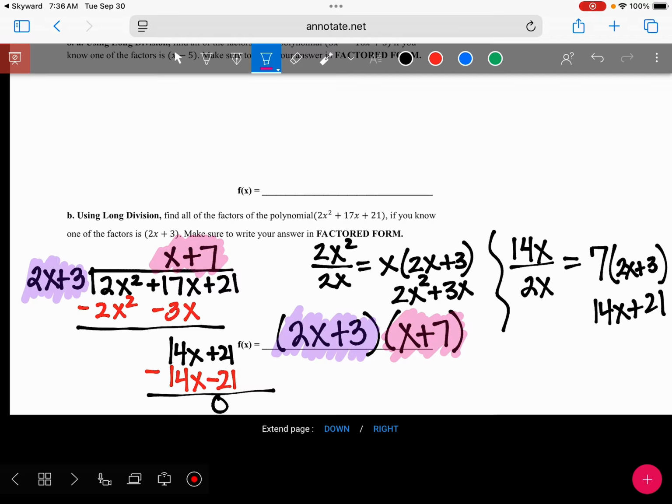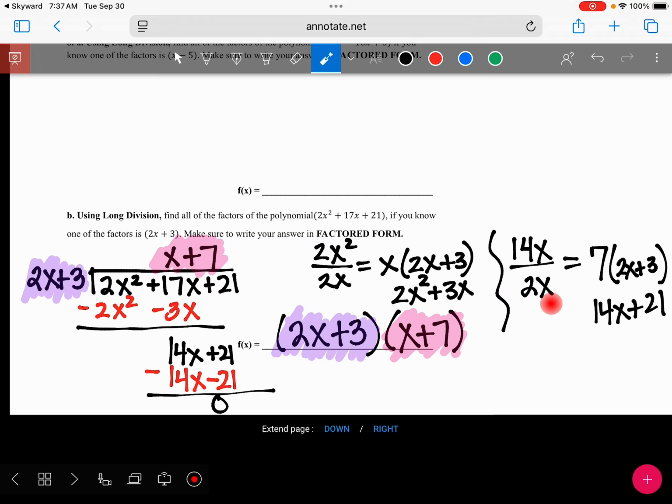So I started off by dividing my first terms, which was 2x squared by 2x. So I divided 2x squared by 2x, and I got x. I put that on the roof. Then I took that x and I multiplied it by 2x plus 3. And that gave me 2x squared plus 3x. And if you bring it over here, notice I did a sign change for both. When you add, that's 14x plus 21.